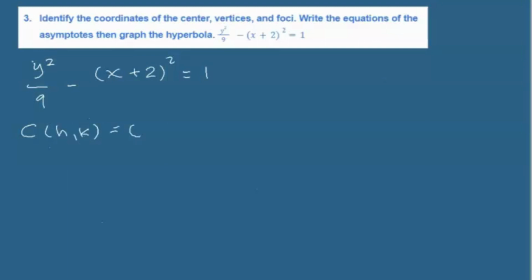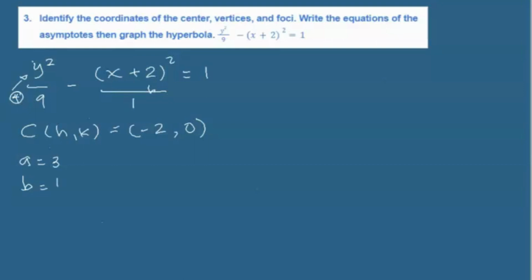So our h is -2, and k here with y is nothing, so that's 0. Since y squared has the positive sign, we know that this hyperbola is vertical. So our a is the square root of 9, which is 3. b is the square root of 1, so we have 1 here.